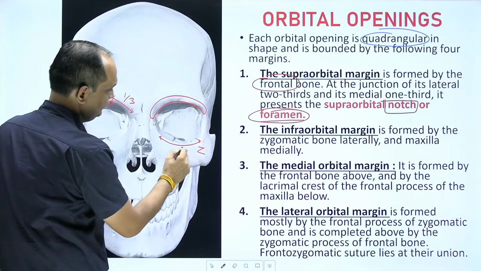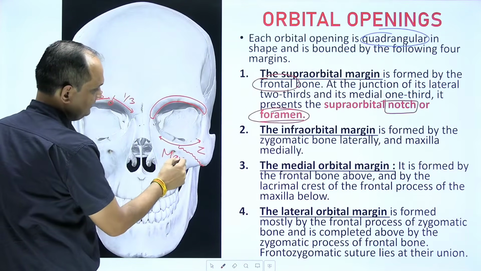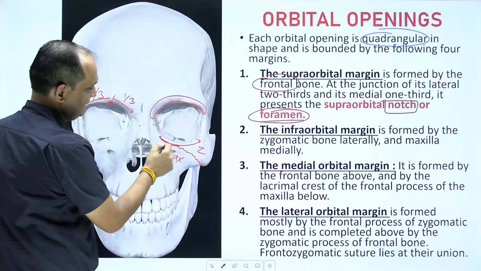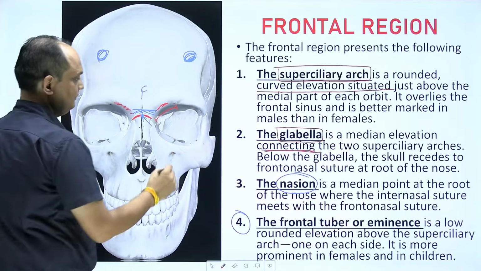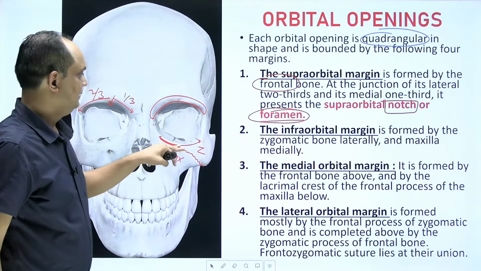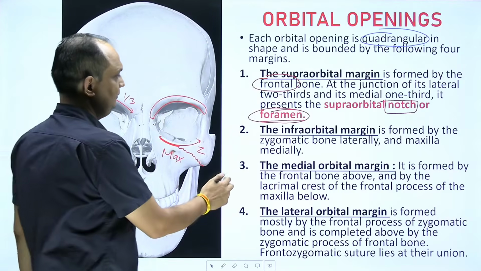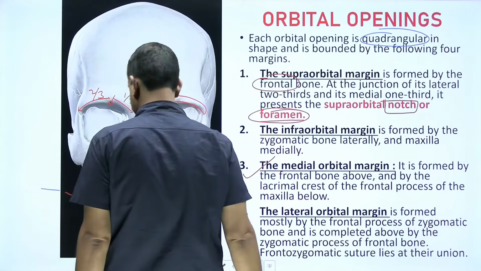This is zygomatic bone, because here you can see the suture line, and this is maxilla. So maxilla is forming the medial side of the infraorbital margin, while the zygomatic bone is forming the lateral part of infraorbital margin. Then you will have medial orbital margin.